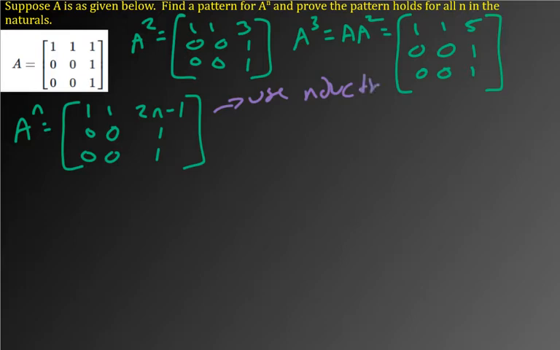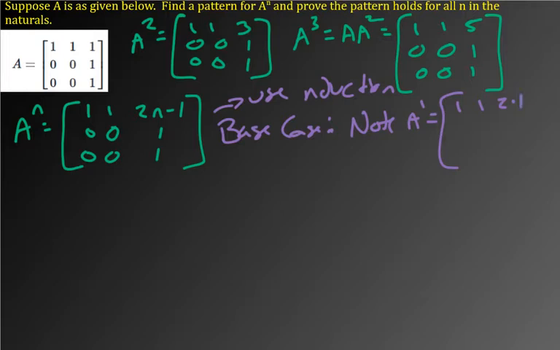And so I'm going to start off with my base case. So I'm just going to say, note, A to the first equals 1, 1, 2 to the 1 minus 1, 0, 0, 1, 0, 0, 1, right? Because this really does simplify to 1, 1, 1, 0, 0, 1, 0, 0, 1, which is equal to A. And so that's my base case.